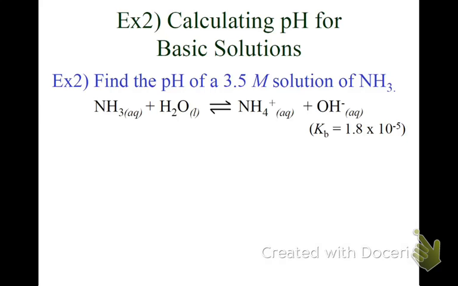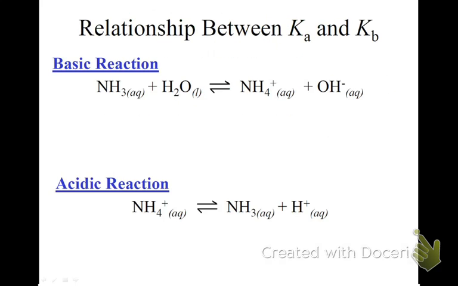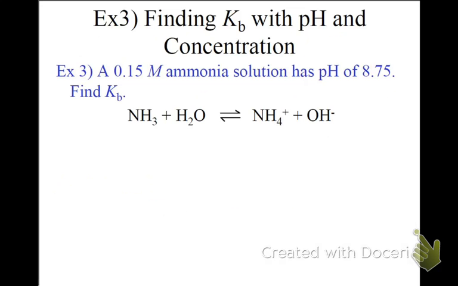So we'll take a look at another practice problem. This other practice problem is kind of general, same thing. I don't think this particular problem is on your PowerPoint that I posted online. If not, just write it down somewhere. It's pretty quick, but we have a 0.15 molar ammonia solution, and it has a pH of 8.75, and we're going to find in this case the equilibrium constant for this base.